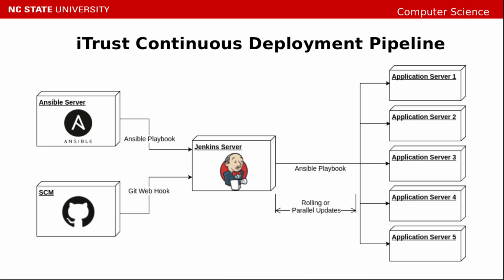In the deployment pipeline, an Ansible server configures a Jenkins server. This Jenkins server deploys the application in the application servers in a rolling or parallel update way.